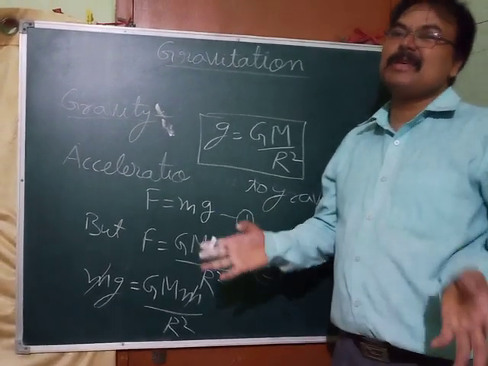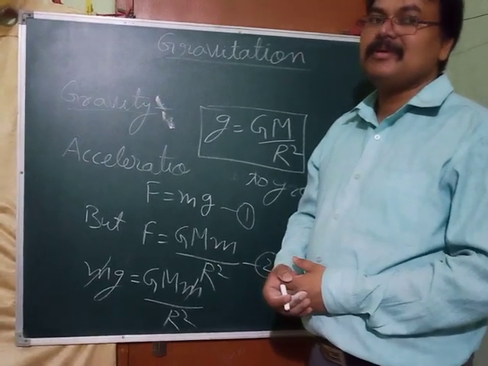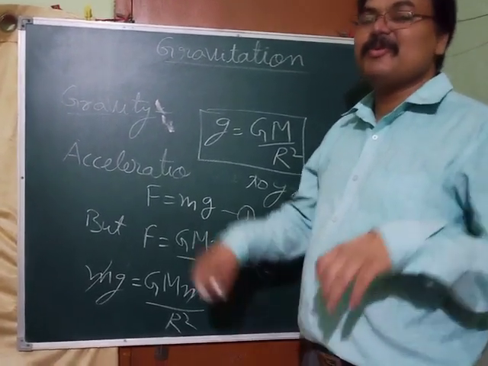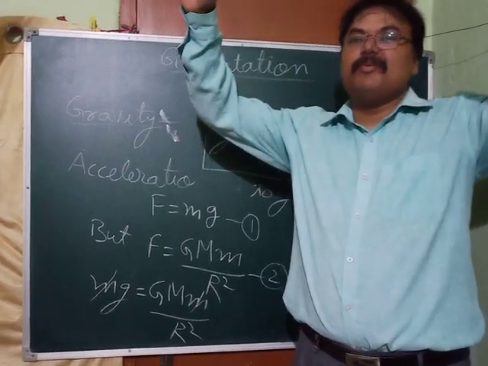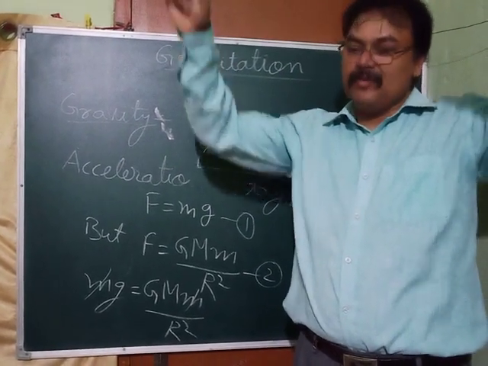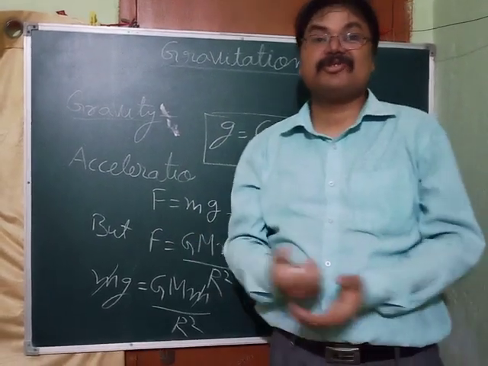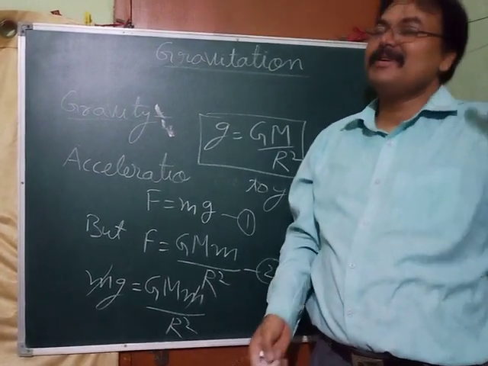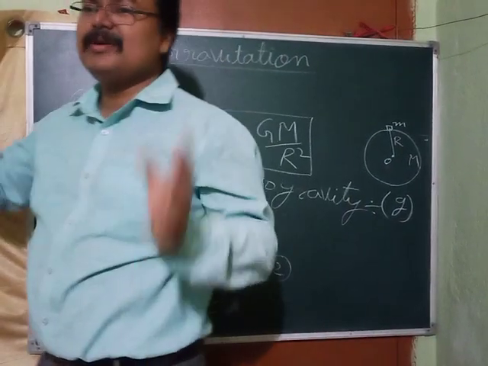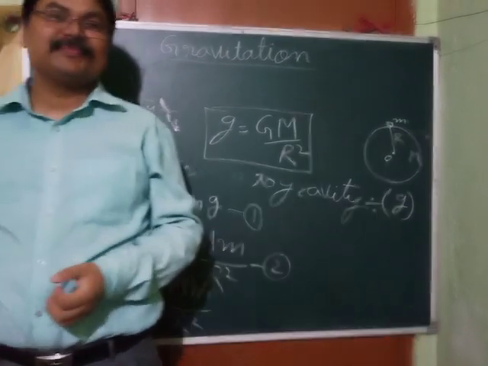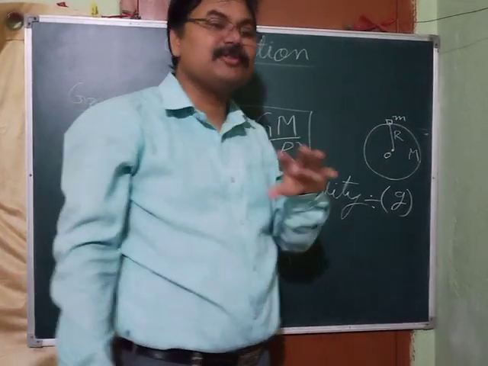When acceleration is the same, obviously, what will happen? People will ask you a question. Suppose you are dropping an ant and an elephant from the same height. Which is going to fall on the earth first? People come up with the answer: oh sir, the elephant will fall first, because it is heavier, it is larger. No, it's not the case. Both touch the ground together.